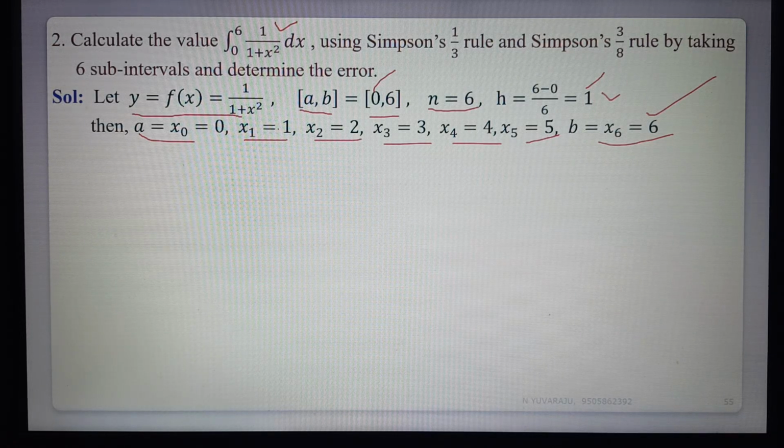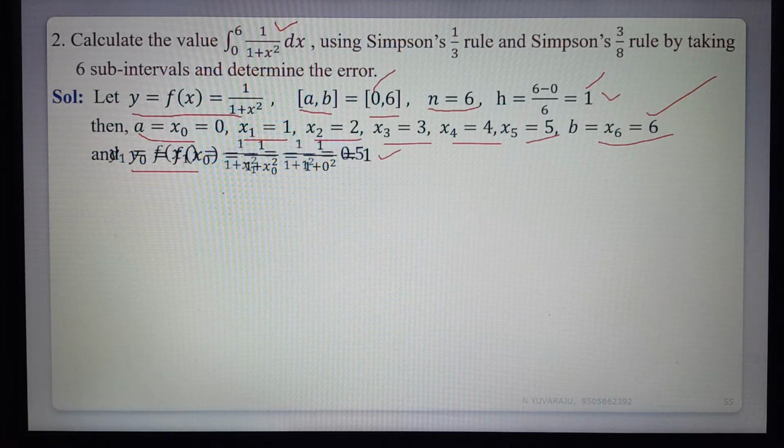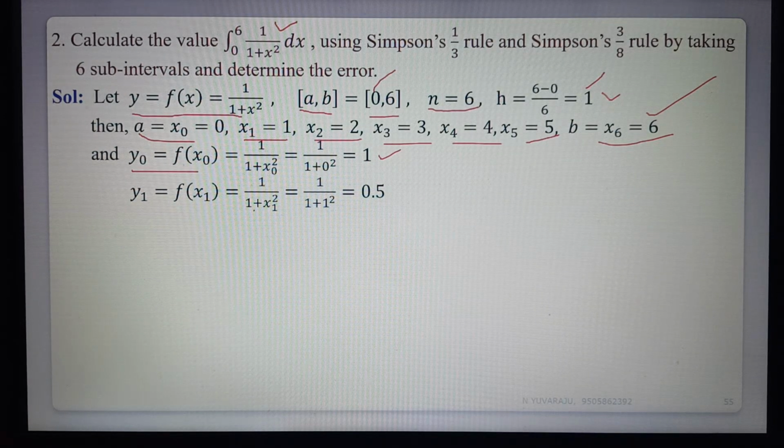Next, finding the y values by substituting the x values in the function. y0 is equal to f of x0, which is 1 by 1 plus x0 square, 1 by 1 plus 0 square, which is equal to 1. Next, y1 is f of x1, 1 by 1 plus x1 whole square, 1 by 1 plus 1 square, which is equal to 0.5. y2 is f of x2, which is 1 by 1 plus x2 square, 1 by 1 plus 2 square.